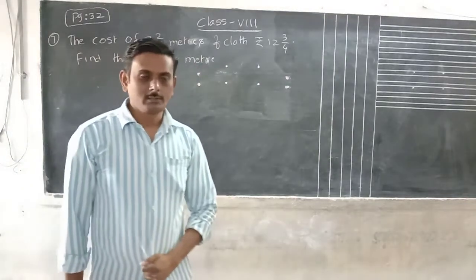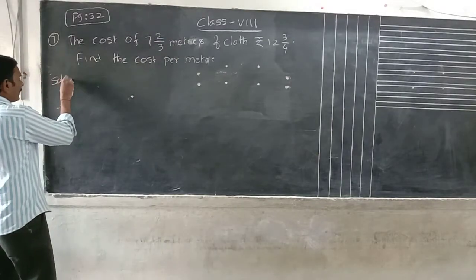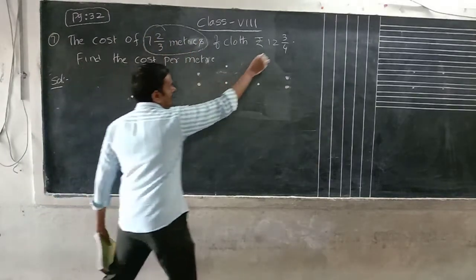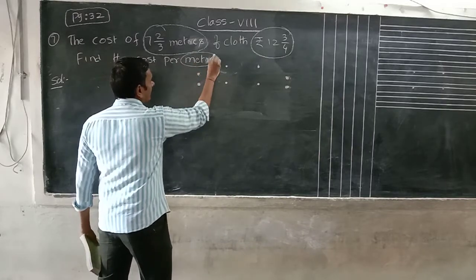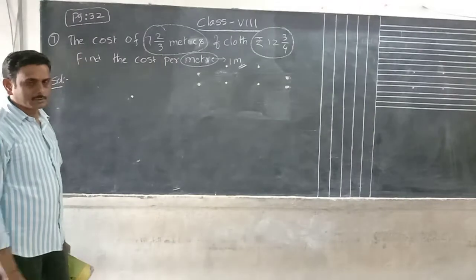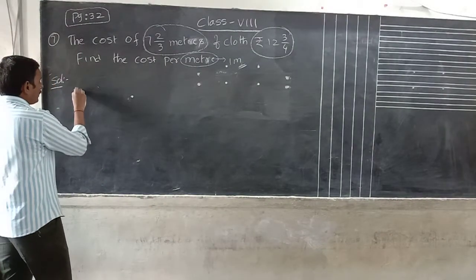We want to calculate. Okay, what is the cost given here? They have given the cost of 7 2/3 meters of cloth. We have to find the cost of 1 meter of cloth. How can we do that? We have to first find the cost of the given quantity.